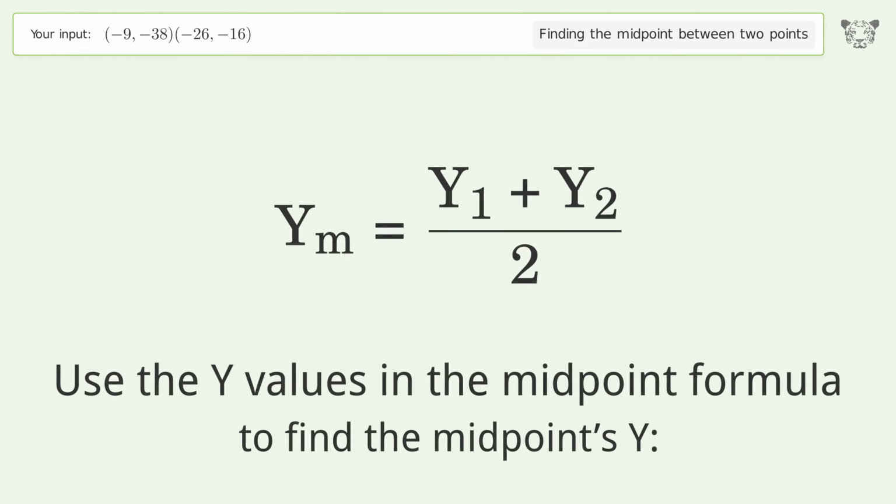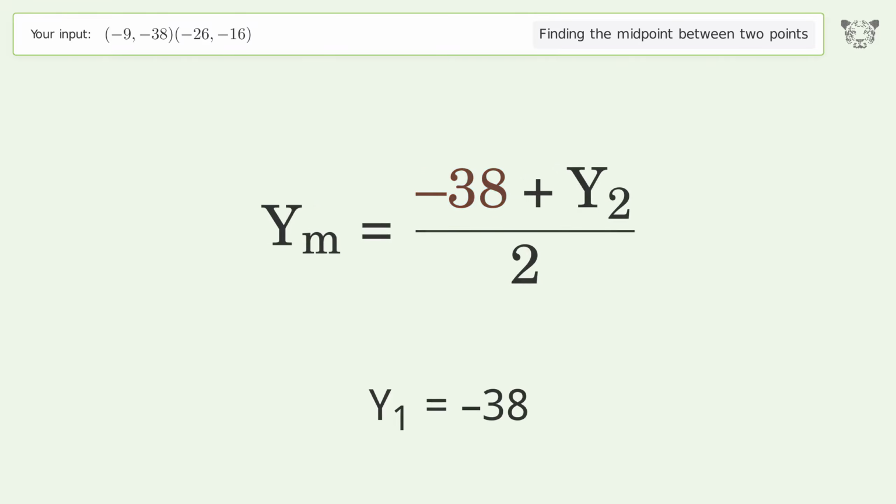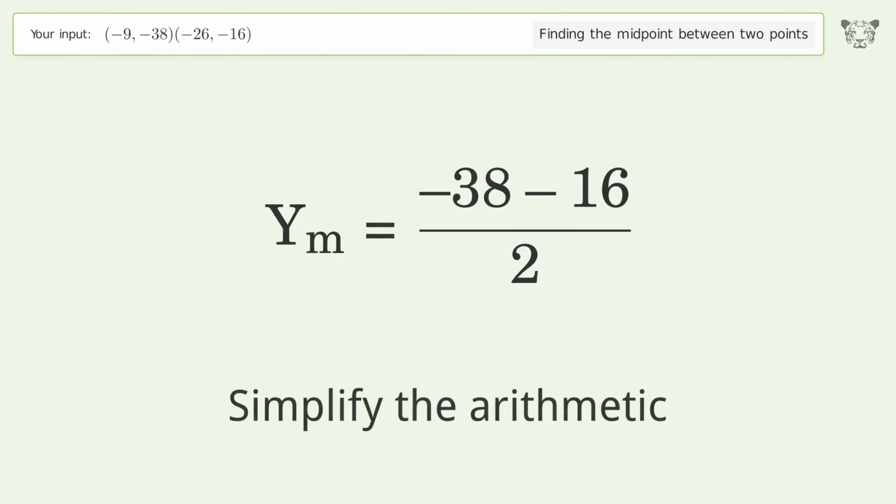Use the y values in the midpoint formula to find the midpoint's y. y1 equals -38. y2 equals -16. Simplify the arithmetic.